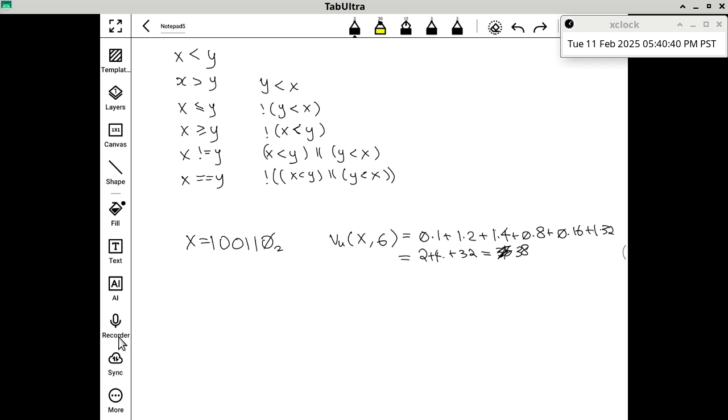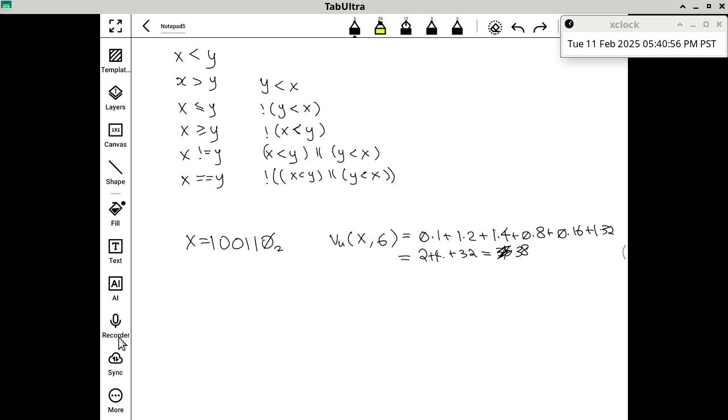But generally speaking, do we have any questions about how to apply VU to interpret the unsigned value given a particular bit pattern? We good here? All right.